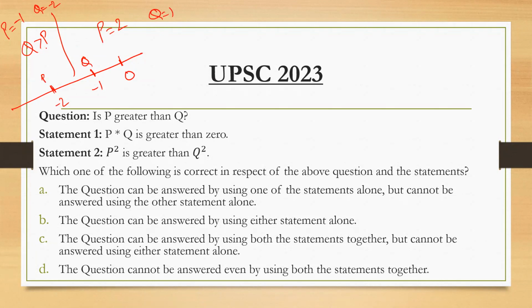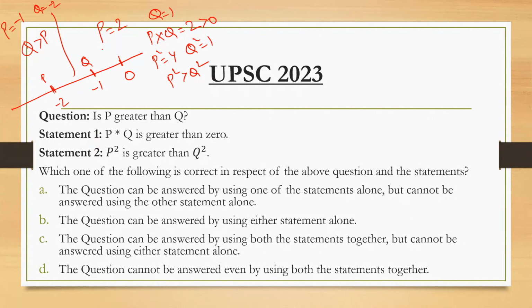Similarly, when I take positive values now, I get P into Q, 2 into 1 is 2, which is again greater than 0. So it satisfies my statement 1. P square is greater than Q square: P square here is 4, Q square here is 1. So P square is greater than Q square. For this value also, both the statements are being satisfied.